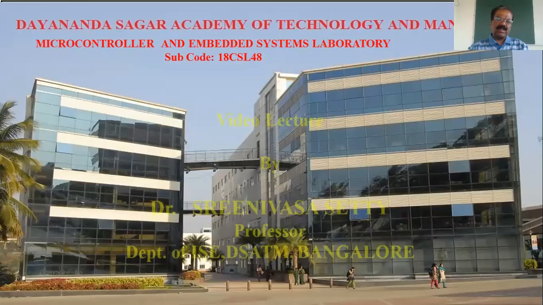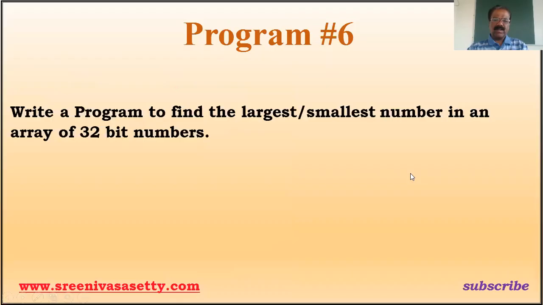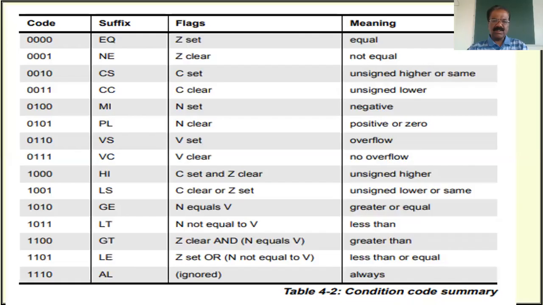Welcome to the video lecture on microcontroller and embedded system laboratory. In today's class I'm going to explain how to write a program to find the largest or smallest number in an array of 32-bit numbers. But the problem does not mention whether it is for signed or unsigned numbers. I'm going to assume unsigned numbers, and find the largest or smallest for unsigned numbers.